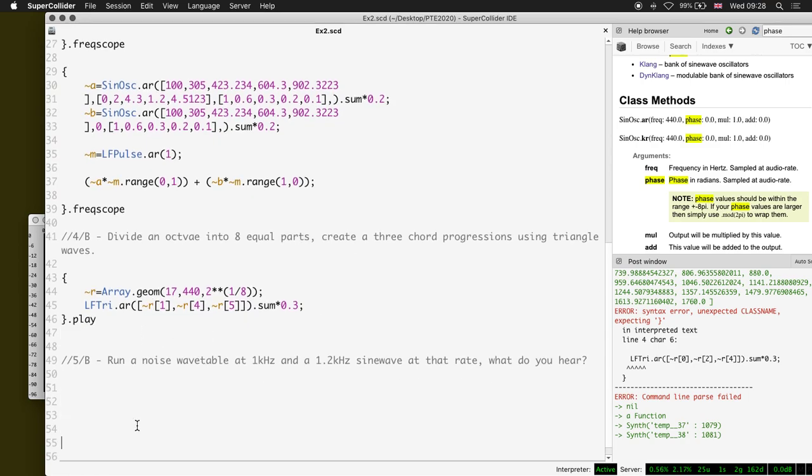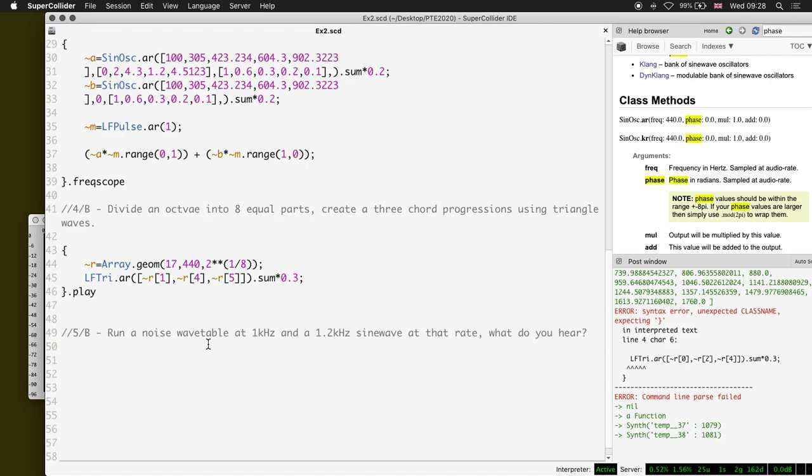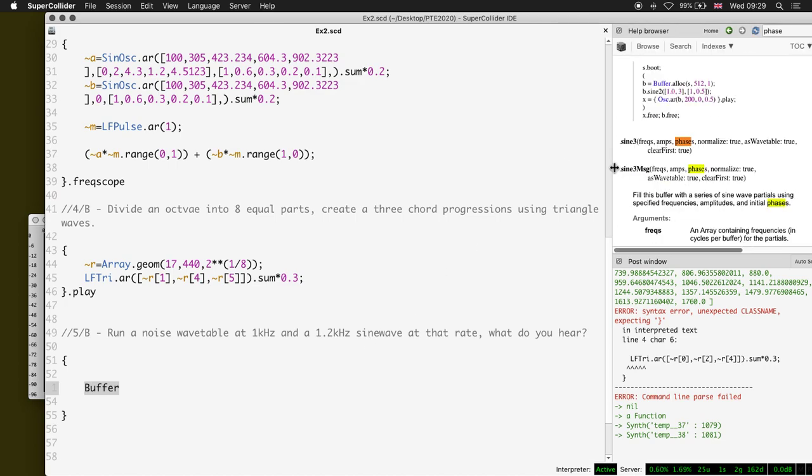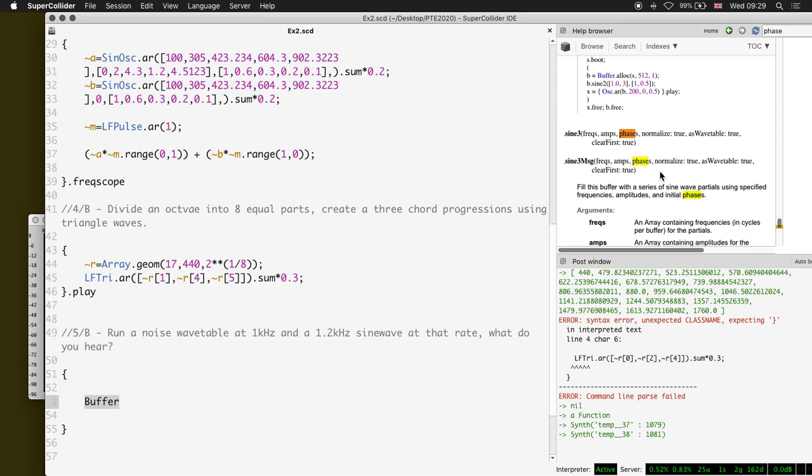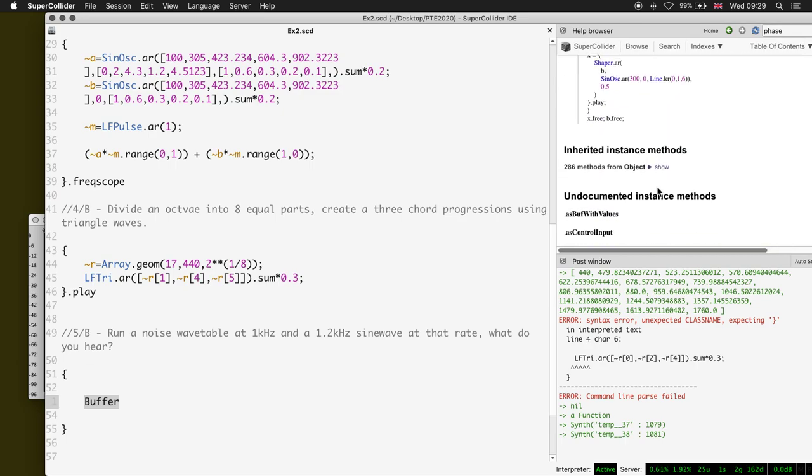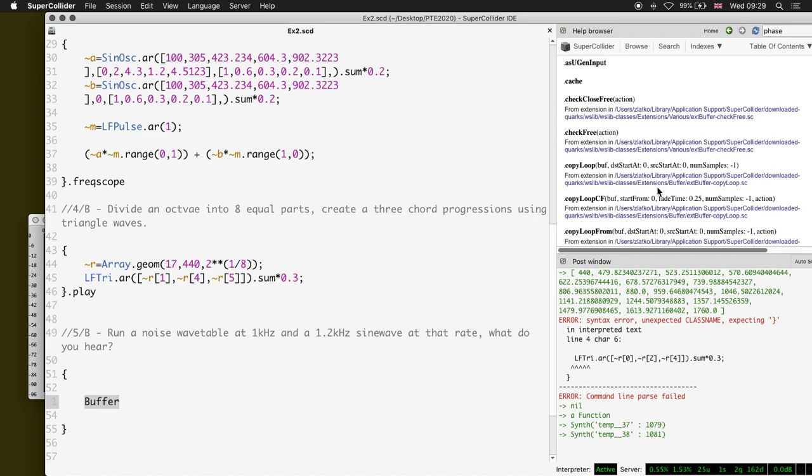So the final thing is to run a wavetable full of noise at 1 kilohertz and run a sine wave which has a different frequency from the wavetable that we're running at. Okay, so let's see how do we do that. Well, the wavetables are typically stored in buffers. If you look at the help file of the buffer, I believe there should be a method.